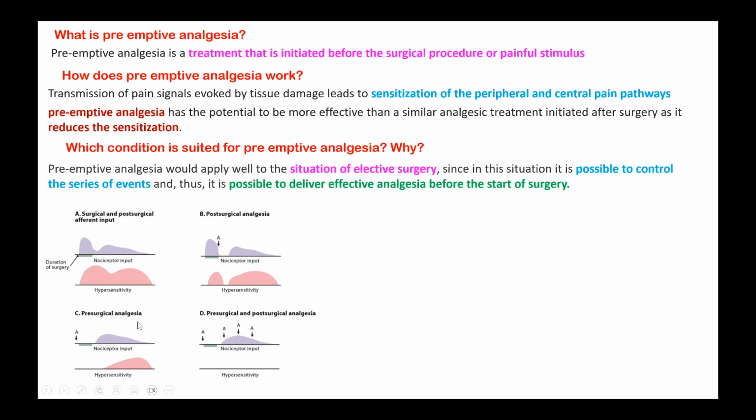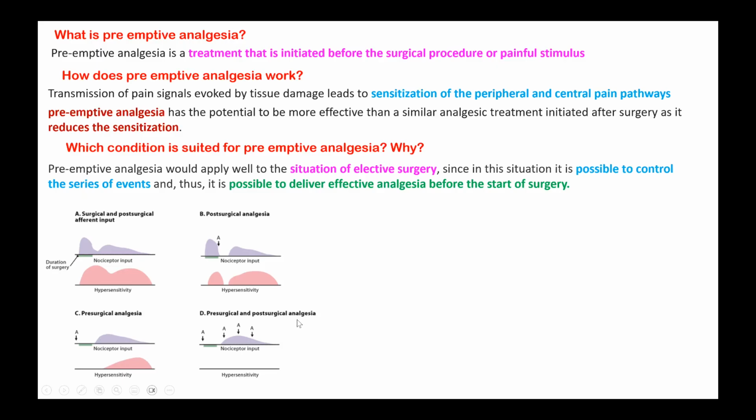The third condition, pre-surgical analgesia. Analgesia is administered before the start of the procedure itself. The A stands for analgesia. Here no analgesia is given, so the pain is maximum. Here the analgesia is given after the painful stimulus has been initiated. So then still the pain is high. Whereas once you give the analgesia before the start of the procedure, start of the surgery, the nociception that is felt is much less and the hypersensitivity happens very, very minimally and late.